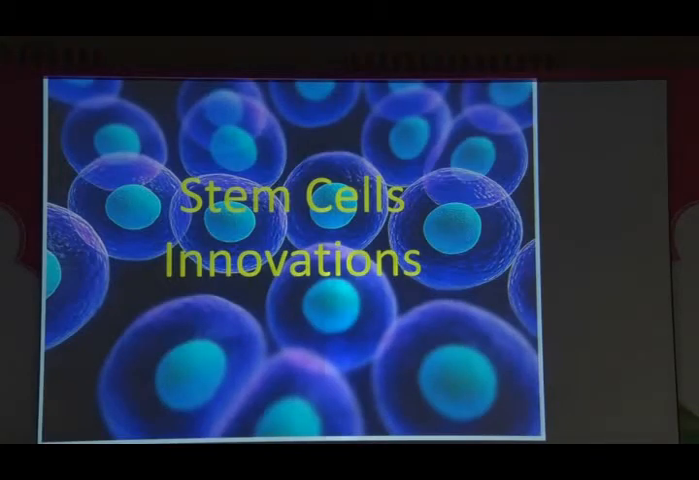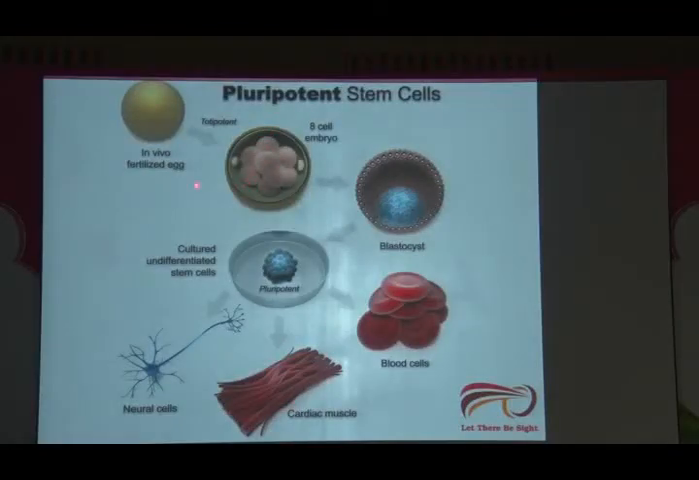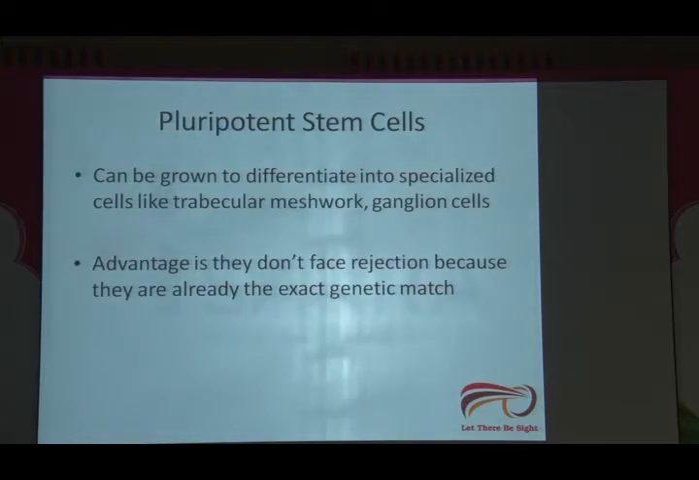Next, we have some stem cell innovations, which are the big thing now. The pluripotent stem cells can be transformed into any of the subcategories, like neural cells or cardiac muscles. Basically, pluripotent stem cells are taken from blastocysts and cultured as undifferentiated cells. These undifferentiated cells can later be designed to differentiate into the tissue that we want. The advantage is they don't face rejection because they're already the exact genetic match.